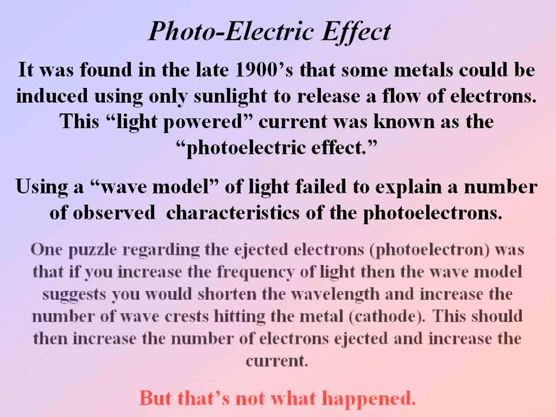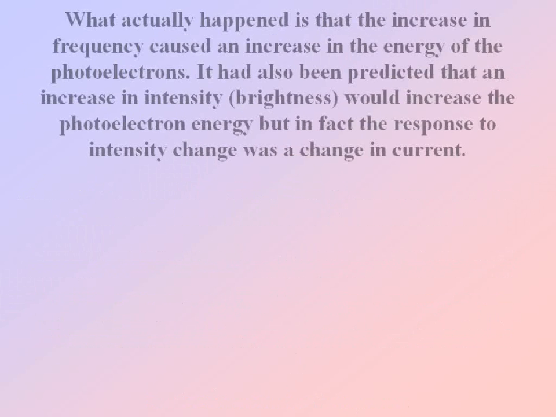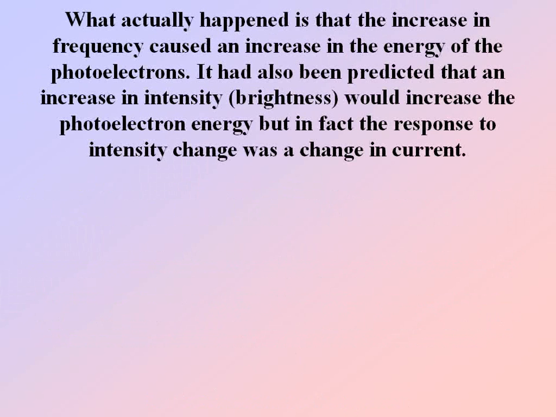Scientists tried to use the wave model to explain the observed phenomenon, but it fell short. Two puzzles arose, one involving the frequency of the incoming light, the other involving the intensity or brightness of the light. It was thought, using the wave model, that if you increased the frequency, then you would decrease the wavelength, thereby letting more wave crests hit the cathode, thereby releasing more photoelectrons, and therefore the current should be affected by the frequency of the incoming light. That's not what happened.